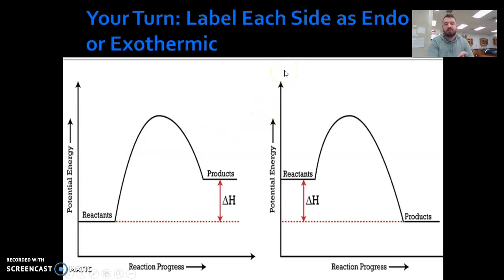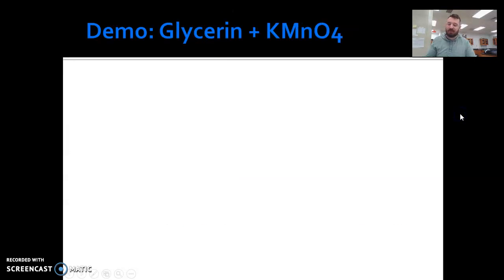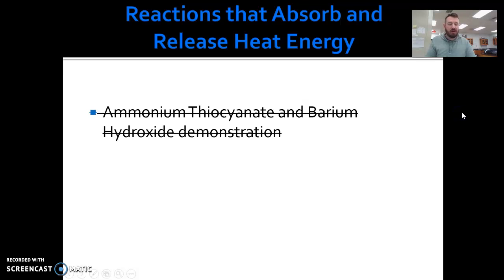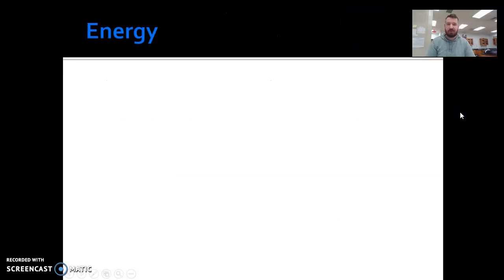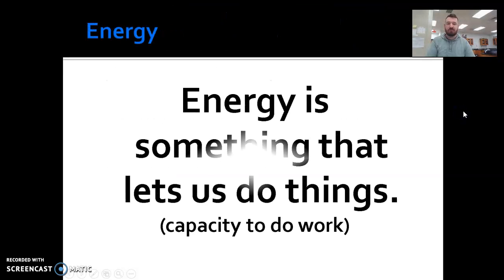Alrighty, so let's try this ourselves. I want you to label on your green sheet which one of these charts is an endothermic reaction and which one of them is an exothermic reaction. So we should have a little demo for you in class. A lot of times we like to have you guys do it in the investigate as well.